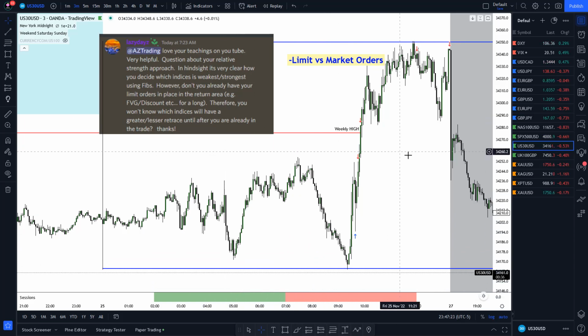And some other times that I may use limit orders for my entry is when I know that I'm not going to be in front of the charts, or like we said before, if those three markets are moving very similarly and there's not too much difference, setting a limit on any of those three in your return area would be okay.